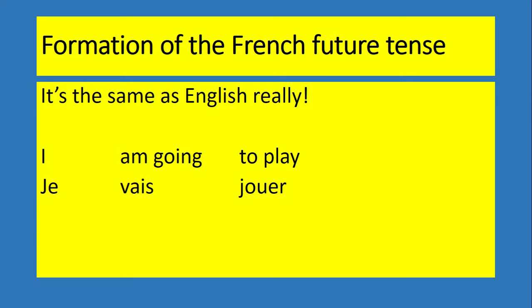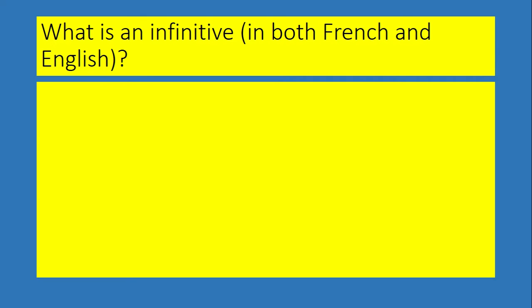So just remember, I think my explanation there was perhaps a little bit overcomplicated. Very, very simple, really: je vais followed by an infinitive. I am going to whatever. Je vais manger, I'm going to eat. Je vais jouer, I'm going to play. There we go.